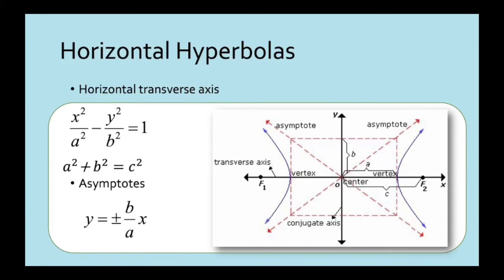We have one last equation that's pretty important. This is how the a value, b value, and c value all relate to each other. So if you know the a and b value, you can find the c value, which is your foci. So this is the equation to help you find your foci. This equation will not change for the horizontal and vertical hyperbolas.